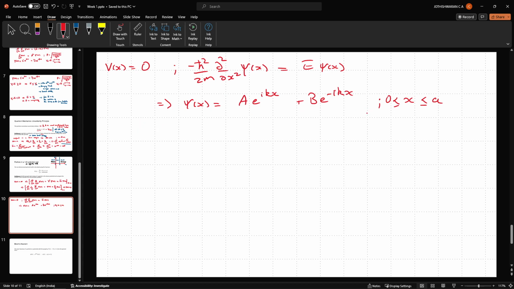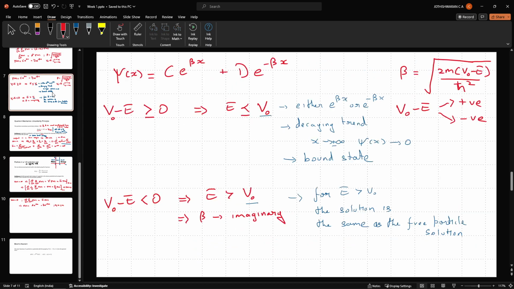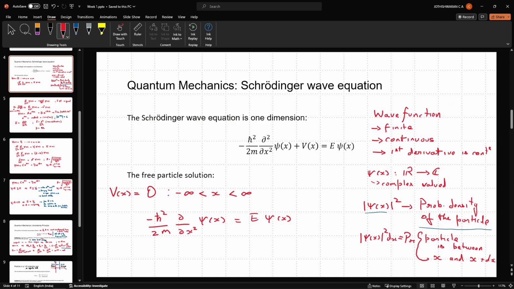So now, how to get the exact values of A and B? We'll have to use what are known as the boundary conditions. Now, what are the boundary conditions? The boundary conditions are that the wave function has to be continuous. So how do we derive our boundary conditions? We go all the way back here, and in the case of our bound solutions, we have seen how to use the finiteness. Now in the case of our particle in the 1D box, we shall look at how the continuity of the wave function comes to play a role.